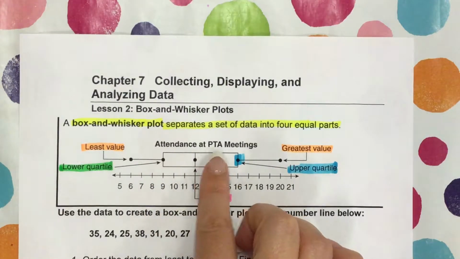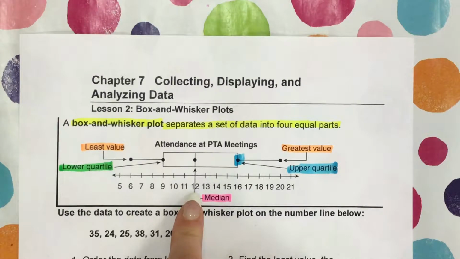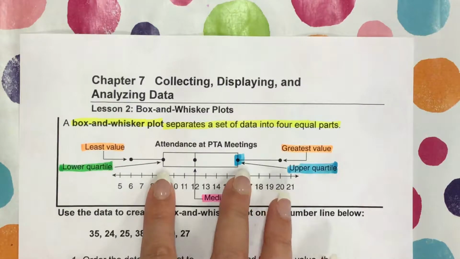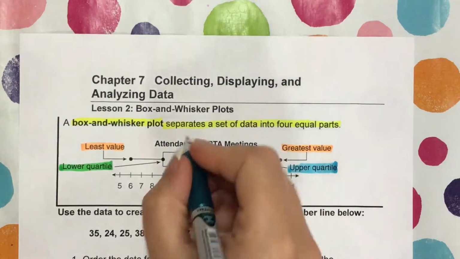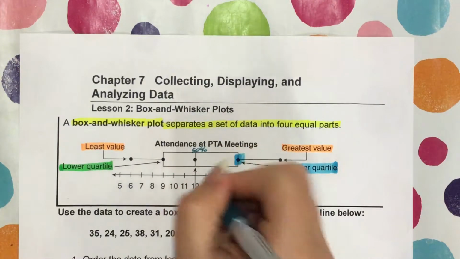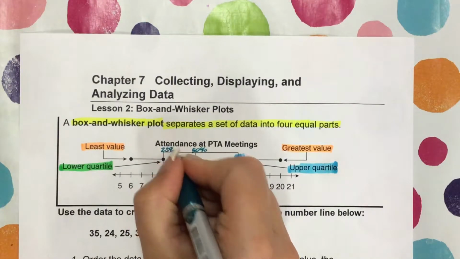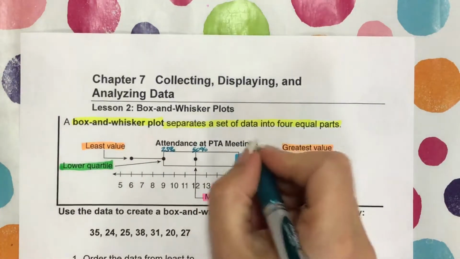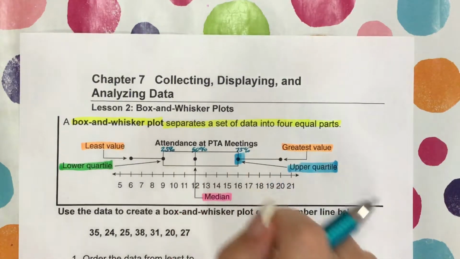So this is the attendance at the PTA meetings. That means the median amount of people that showed up was 12. The lower quartile and the upper quartile: if the median is halfway, like 50% of the data spot, the middle part, the lower quartile is a marker for 25% of the data, and the upper quartile is the marker for 75% of the data.